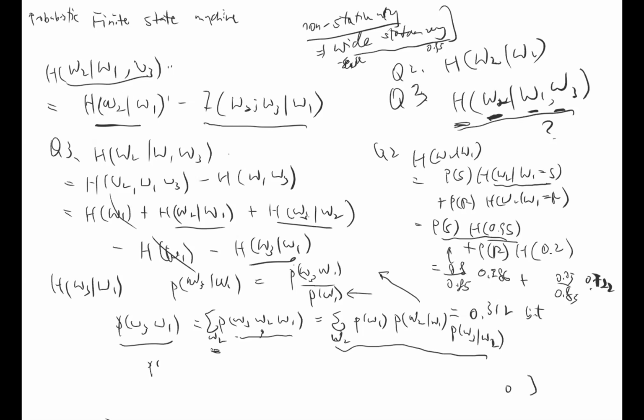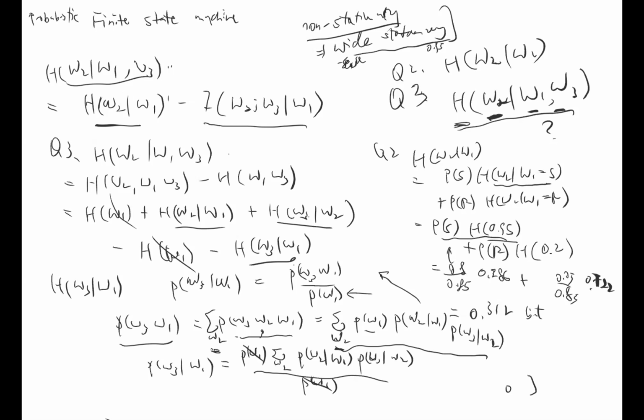Then I have P(W3|W1) equal to this summation over W2. Note that I'm summing over only W2. W1 is actually constant, so I can pull it out. So P(W1) here, and then I have P(W2|W1) times P(W3|W2), and over P(W1) here. So this got canceled, and I will have something like that.